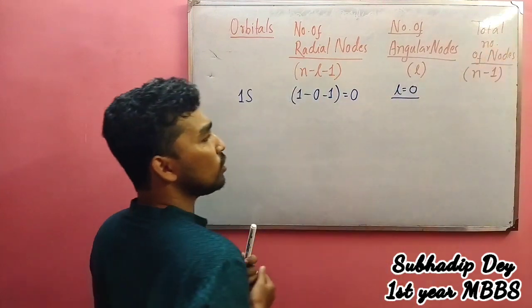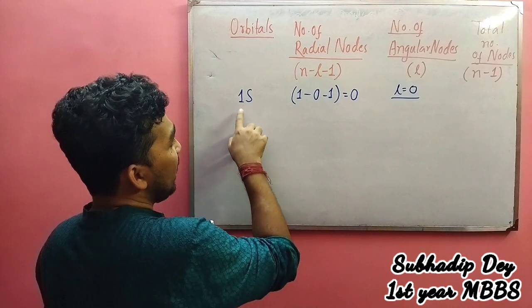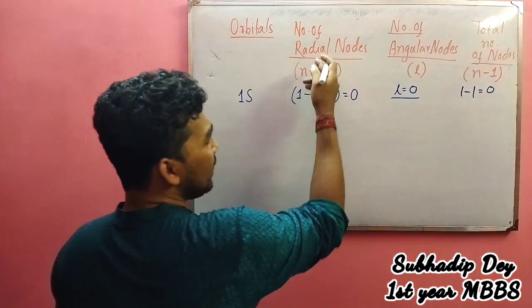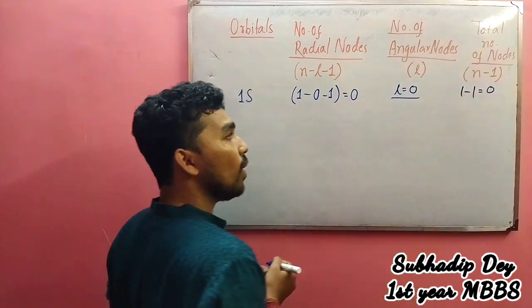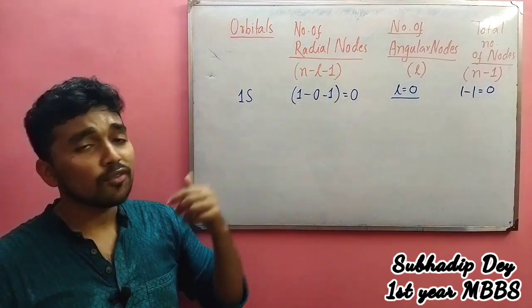And total number of nodes क्या है? बताओ. The formula is n minus 1. That is, n is 1. So 1 minus 1 is also 0. You see radial node 0 है, angular node 0 है, तो टोटल नोड्स तो 0 ही होगा, है ना. So in this way we actually calculate the number of nodes.